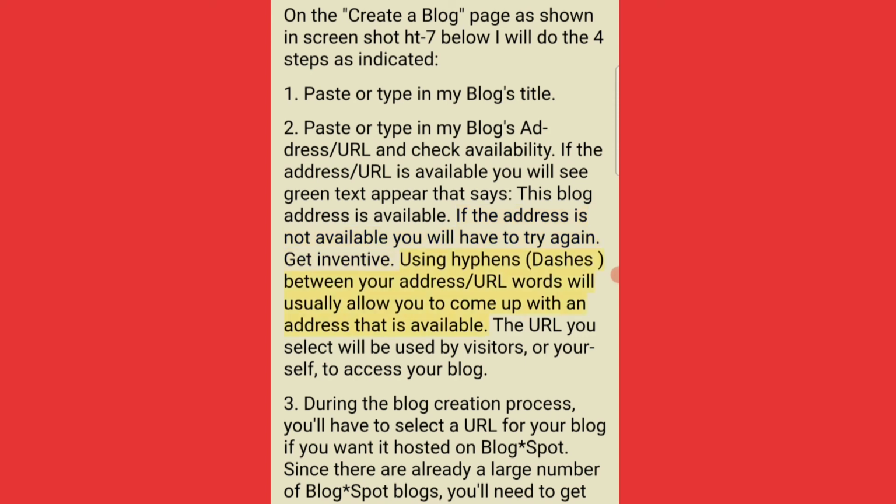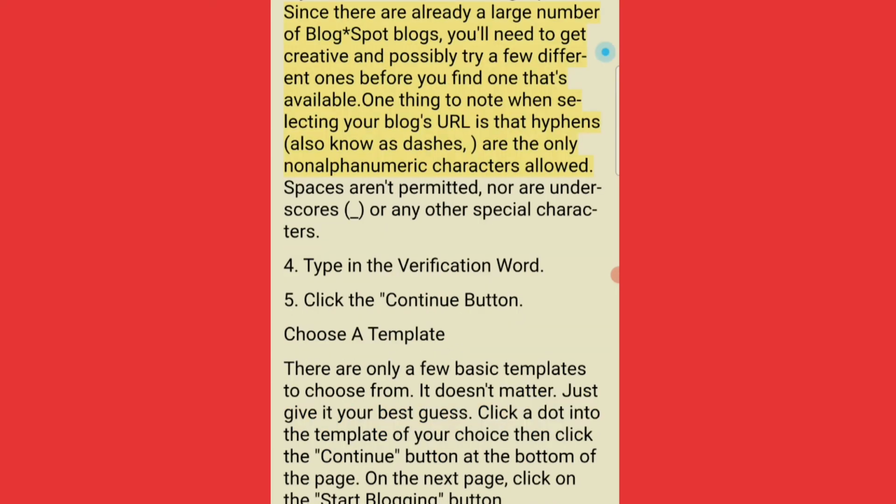Get inventive. Using hyphens, dashes between your address, URL words will usually allow you to come up with an address that is available. The URL you select will be used by visitors, or yourself, to access your blog. 3. During the blog creation process, you'll have to select a URL for your blog if you want it hosted on blog*spot. Since there are already a large number of blog*spot blogs, you'll need to get creative and possibly try a few different ones before you find one that's available.